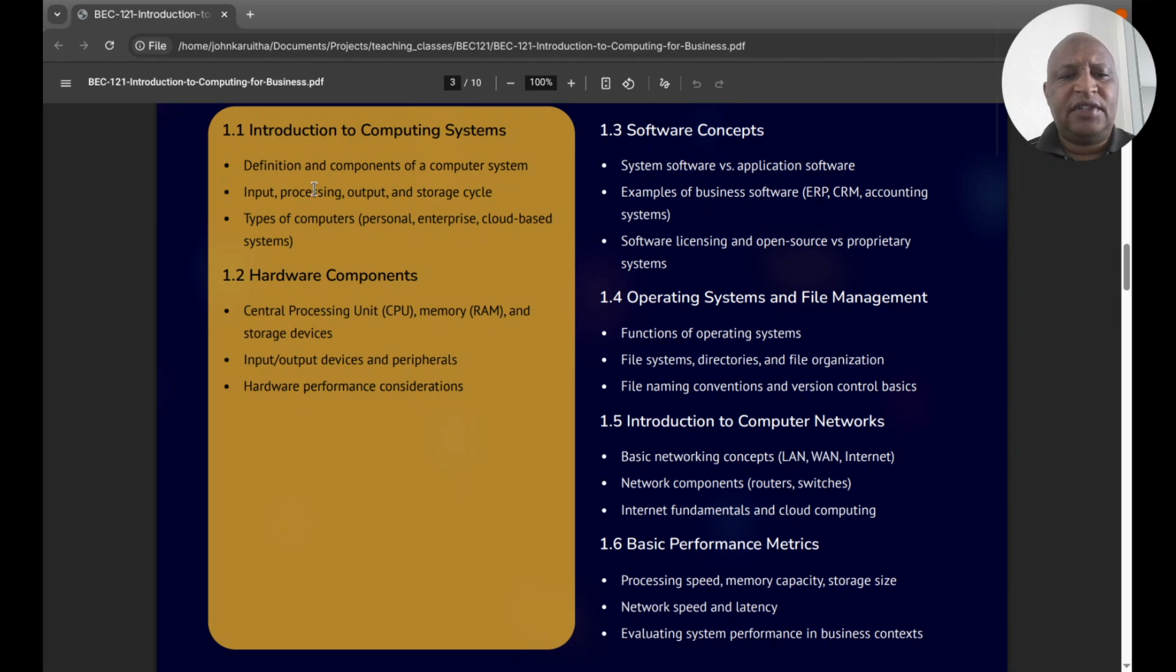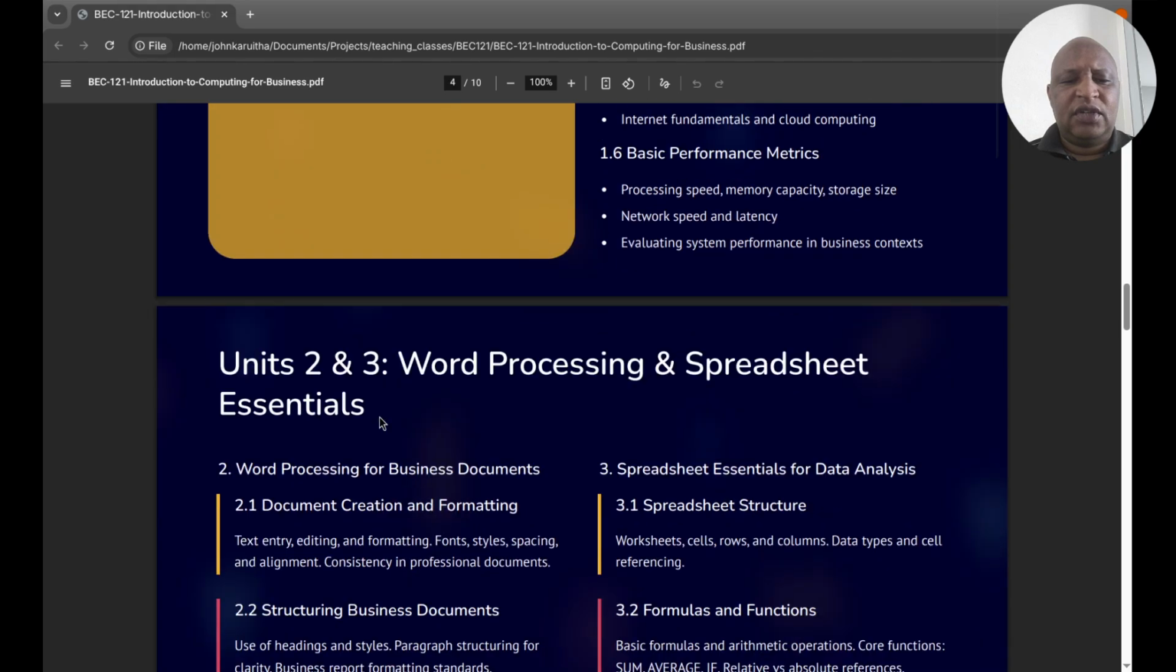So introduction to computer systems. We are going to look at definitions and components of a computer system, the input, processing, output, and storage cycle, and types of computers. Then you are going to look at hardware components: CPU, memory, that is RAM, and storage devices. Input and output devices and peripherals, and hardware performance considerations. So when you are buying a computer, what are the things that you should consider? So that is part 1.